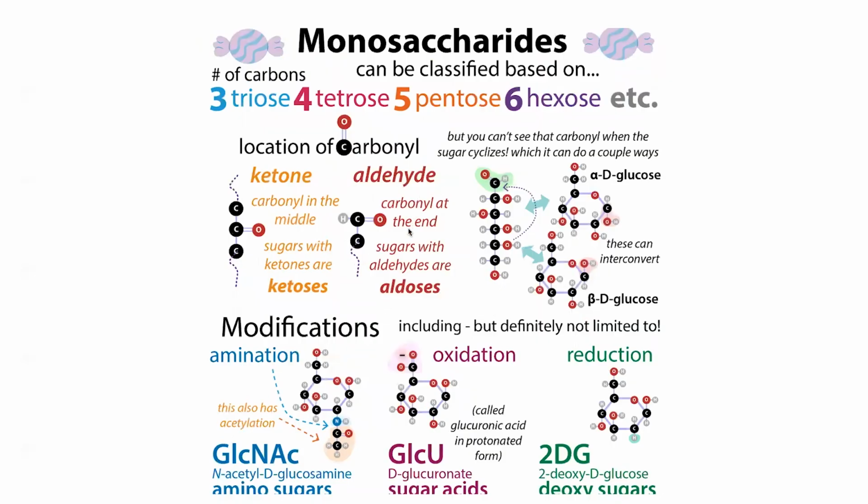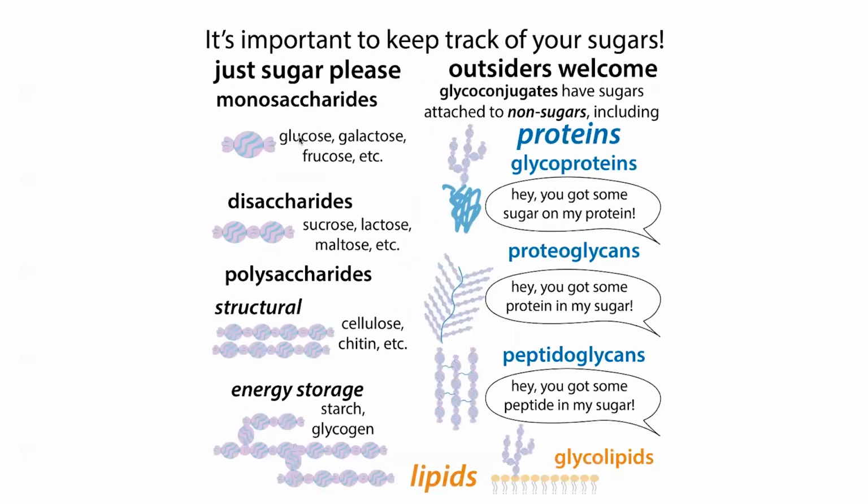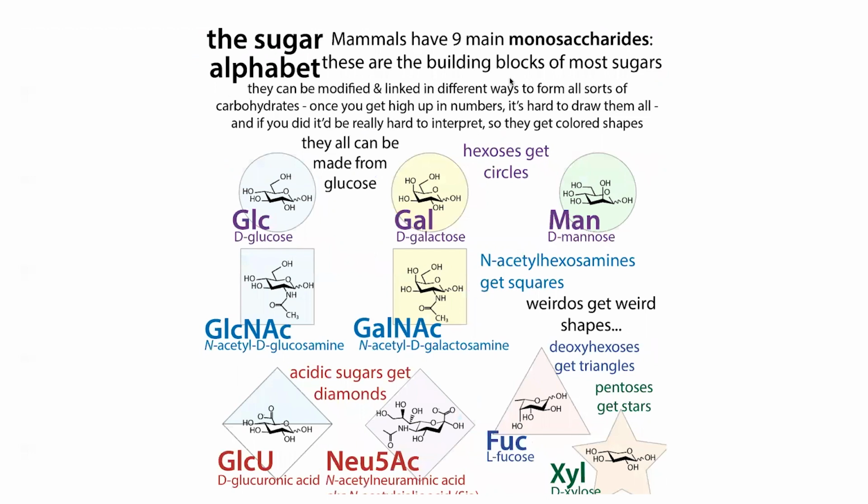Just having those simple groups. So even if we're talking about monosaccharides, where you have a single unit, such as glucose, galactose, fructose. So you can see that there's several different ones. These are just a few of them. There are actually 9 main monosaccharides in our bodies. And these can also get modified as well. And these can link up in various ways to give you various molecules.